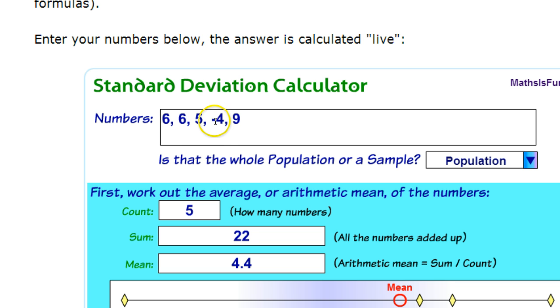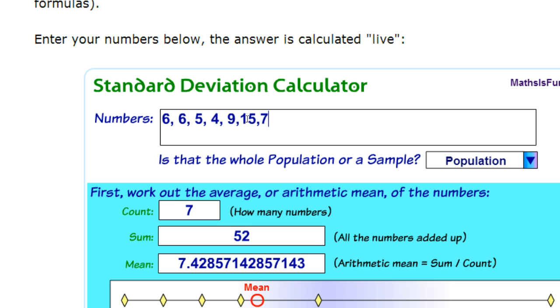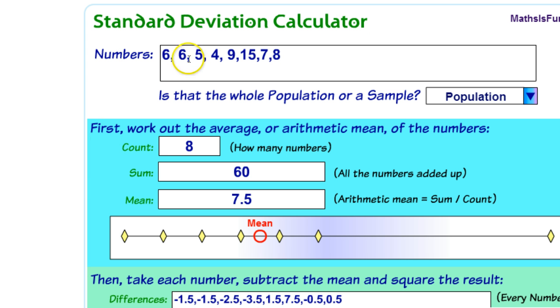So let's say our numbers are like right here. Let's change this to a 4 just to make it interesting. Let's add some more. Let's go 15, 7, 8. Okay, so there we go. Alright, so we add it. So we're going to keep it as a population. Let's say this is all the numbers in the world, and we just have that. And so let's say this is shoe sizes.